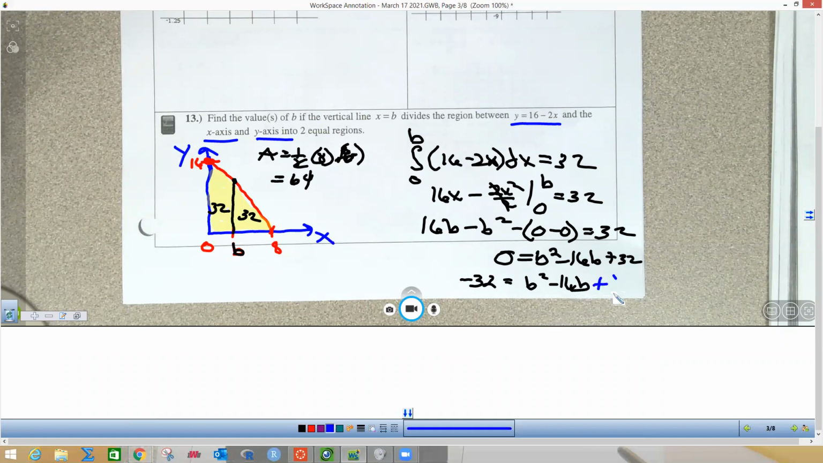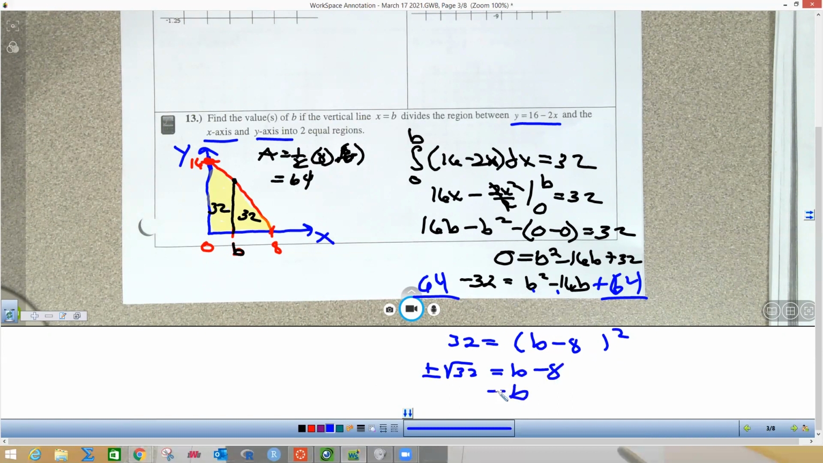And the reason I'm doing this is I think this is faster. So the way you complete the square is you take half of the linear, so half of 16 is 8, and you square 8, which is 64. So I add 64 here, add 64 over there. I get 32 equals, and then I can factor this perfect trinomial to b minus 8 squared. You square root b, you take the sign in the middle, and you square root 64. And then you square root both sides, you get plus or minus radical 32. It's b minus 8, and then you add the 8 over, so b is equal to 8 plus or minus radical 32.